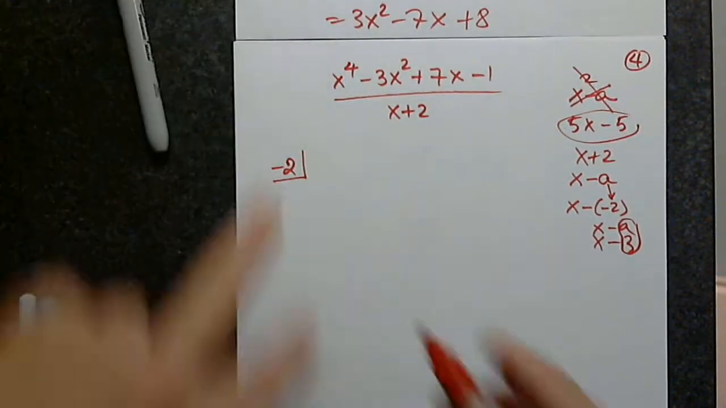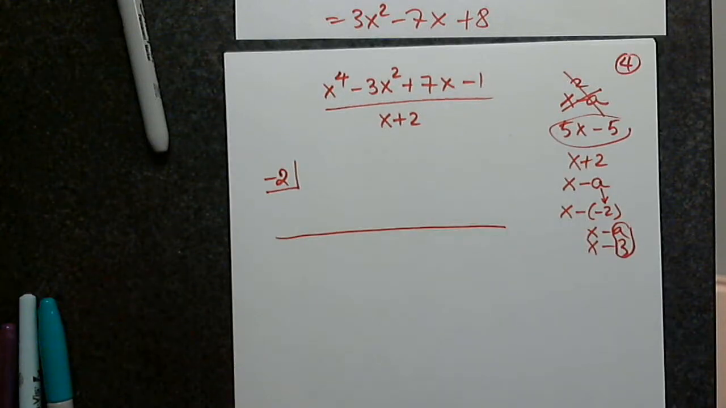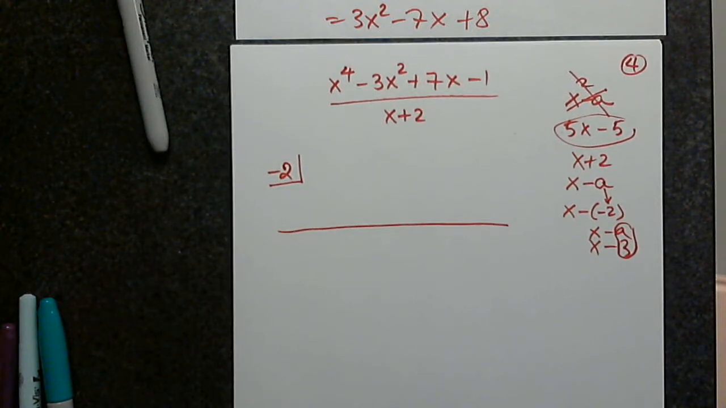Okay, so negative 2. Now I have to make sure that the top, especially the top, is in this case in descending order. Is it? Yes, it is. So degree is 4. Degree 4 requires 5 terms: degree 4, degree 3, degree 2, degree 1, degree 0. I don't have 5 terms.